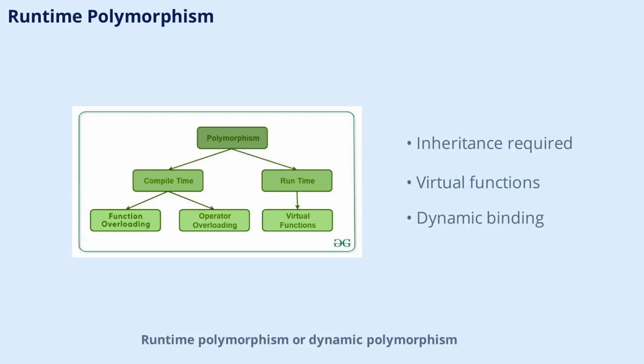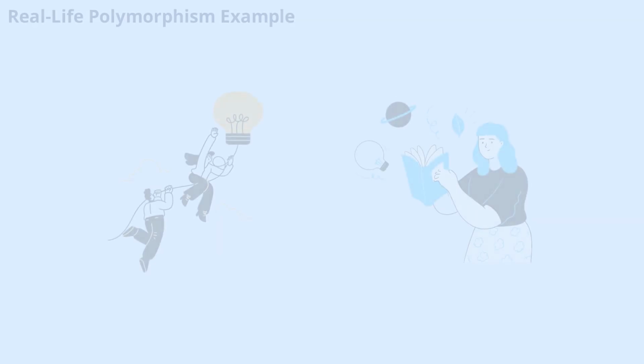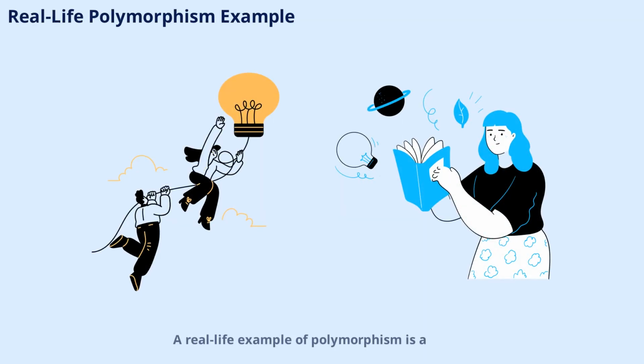Runtime polymorphism or dynamic polymorphism is achieved using inheritance and virtual functions. This allows you to call methods on objects without knowing their exact type at compile time. The correct method is chosen at runtime, enabling more flexible and extensible code structures. A real-life example of polymorphism is a person who plays different roles in different contexts. In programming, this means that the same function or method can behave differently depending on the object it is called on. This flexibility is essential for building scalable and maintainable applications.